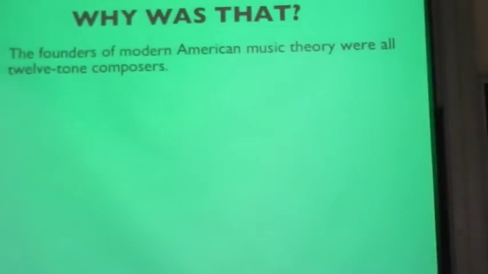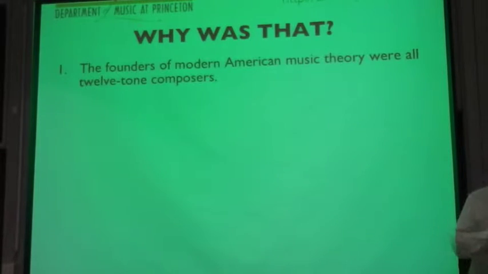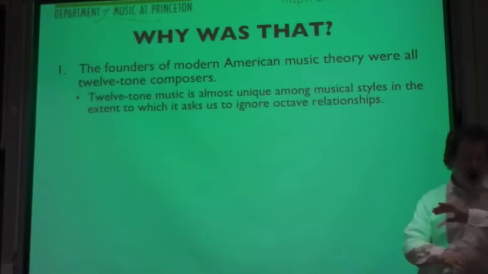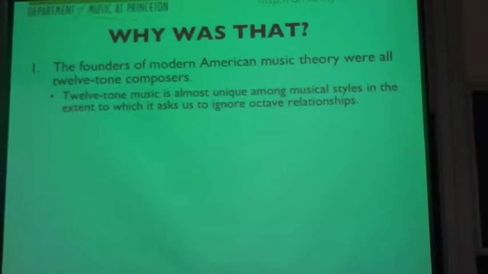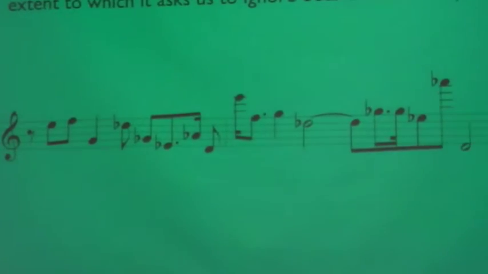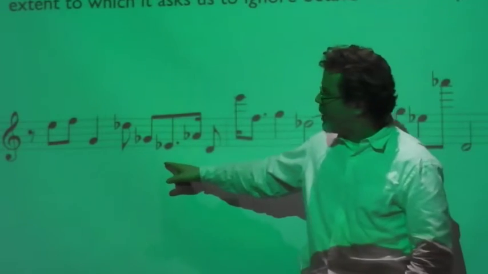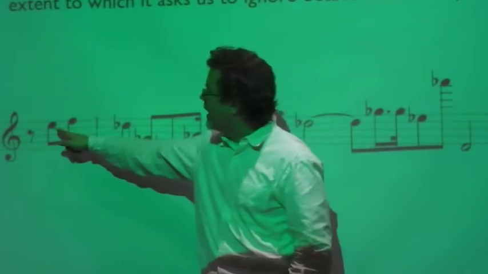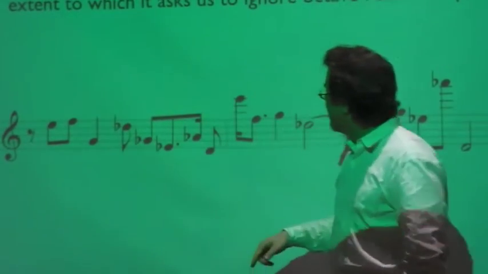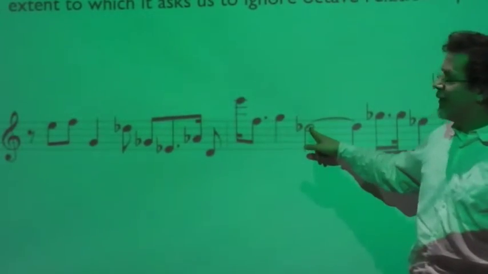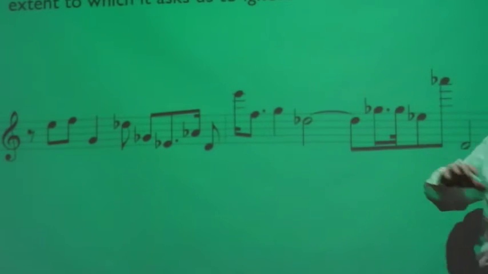And the reasons why are actually quite fascinating to me. One reason is that the founders of modern American music theory wrote a very specific kind of music called 12-tone music, which is almost unique in all the music in the world in the extent to which it asks us to ignore the specific location of notes in musical space. So these are two themes from the first 12-tone piece by Arnold Schoenberg, a wonderful piece, the Suite Opus 25. And here's one melody, E, F, G, D flat, that's all you need to know. And here's the melody of another movement, E, F, G, D flat. And these notes are all in different octaves.